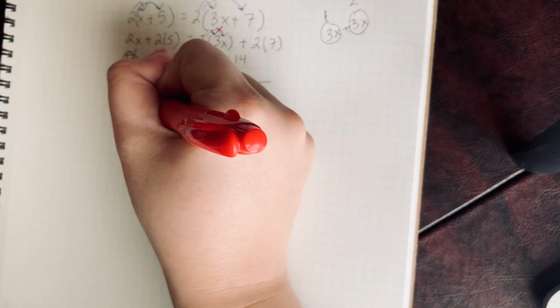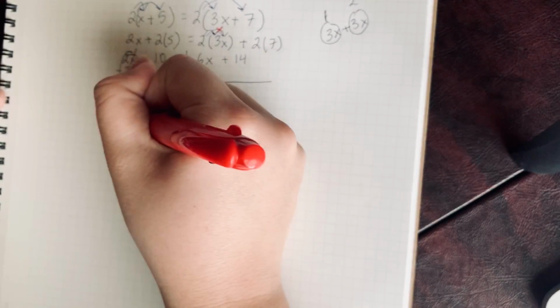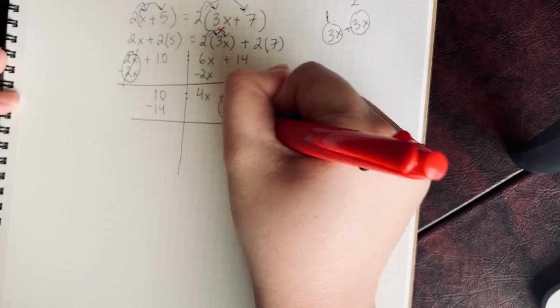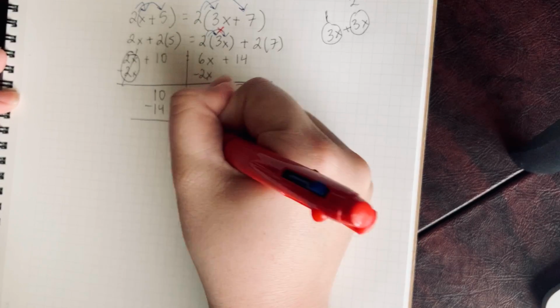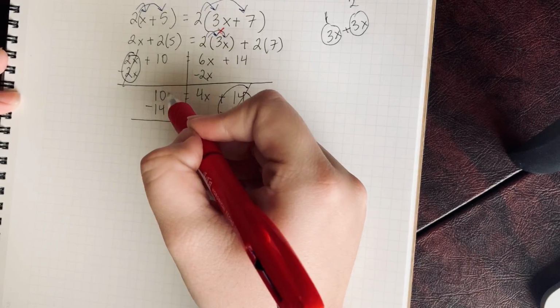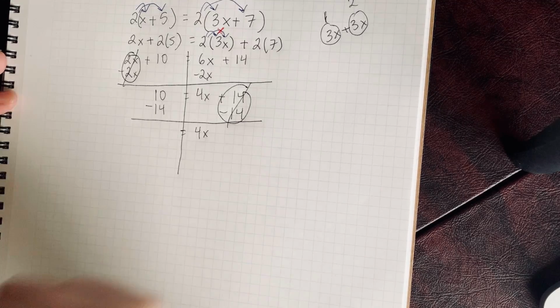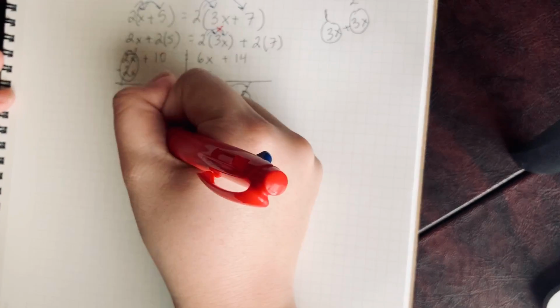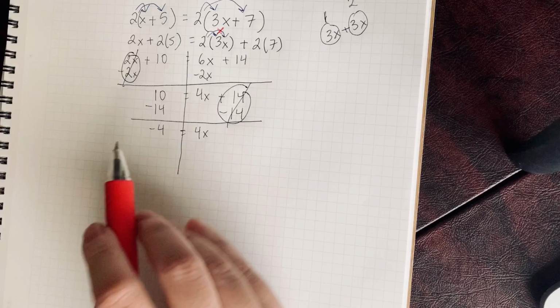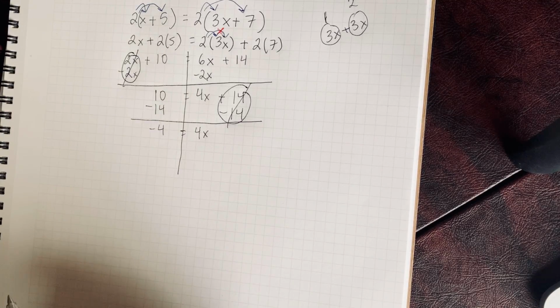Remember, opposite operations. 14 minus 14 is 0. That goes away, leaving us with 4x on the right. 10 minus 14 is going to be a negative number because 14 is bigger than 10. So 10 minus 14, Joseph, I'm sure you know what it is. 10 minus 14 is negative 4. So we have negative 4 equals 4x.